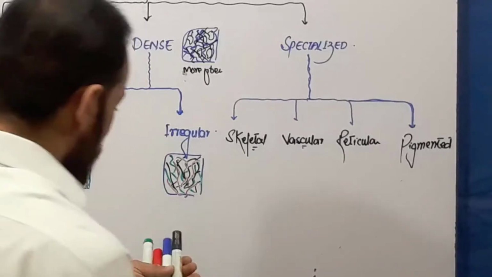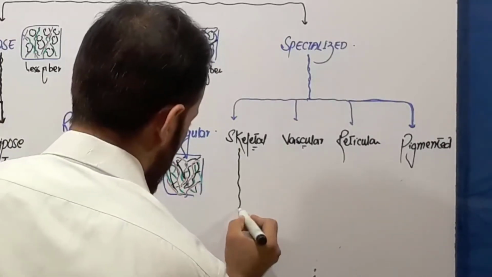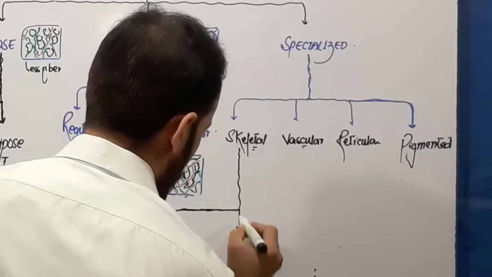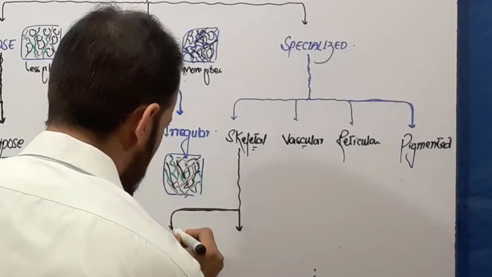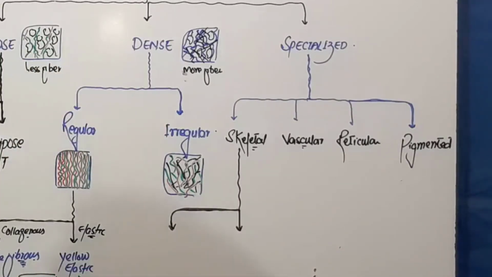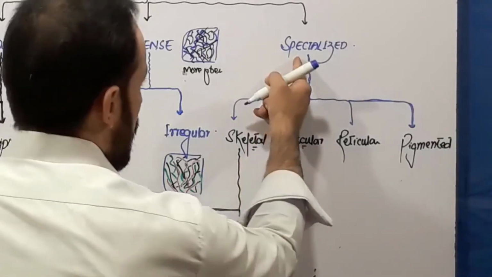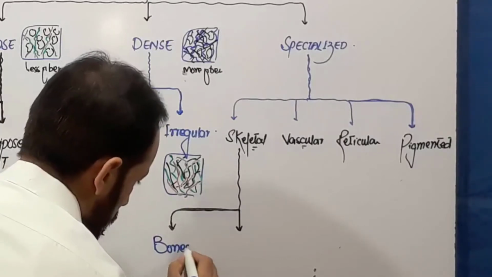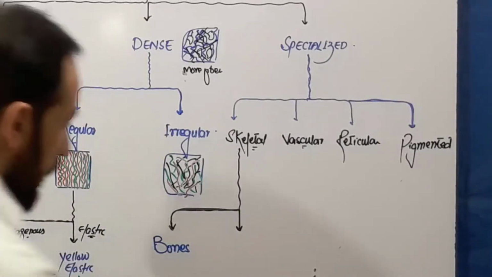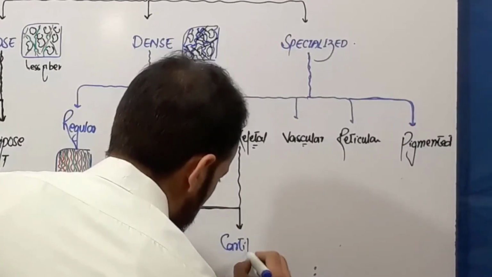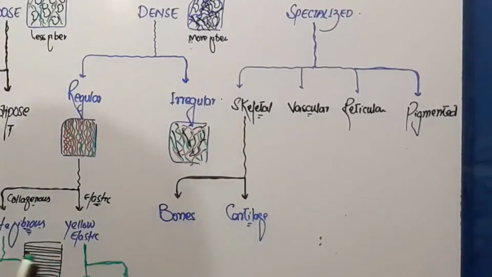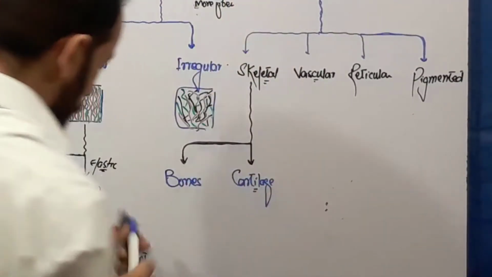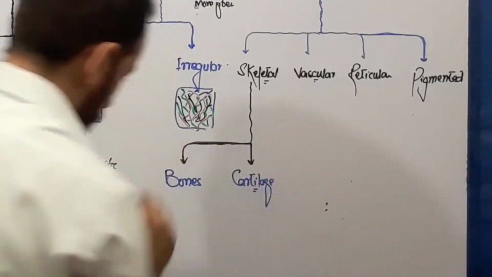Let's carry them. The skeletal connective tissue is divided into two classes. You know, in our skeletal system we have bones and we have cartilages attached to them. So we say that the skeletal specialized connective tissue is divided into two classes: the bones, and the cartilage. Bone is the hardest connective tissue. Now I hope it is clear. So skeletal connective tissue is divided into two classes, the bones and the cartilages.